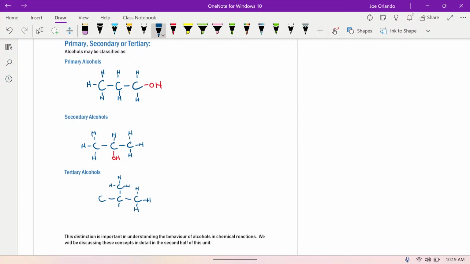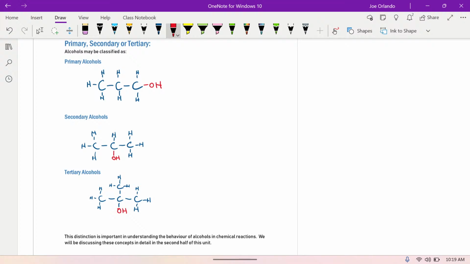It doesn't really become an important concept until we get to dealing with reactions of these things. But I want you to already be thinking in terms of, again, we know the effect of these, right? We know that an alcohol gives this a dipole.